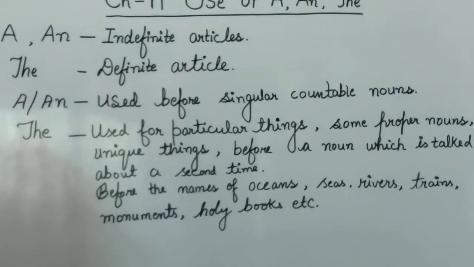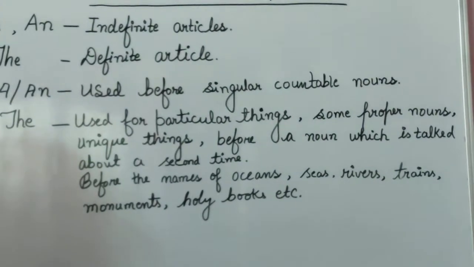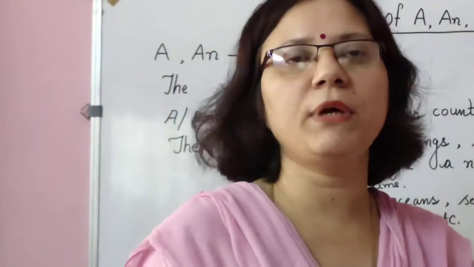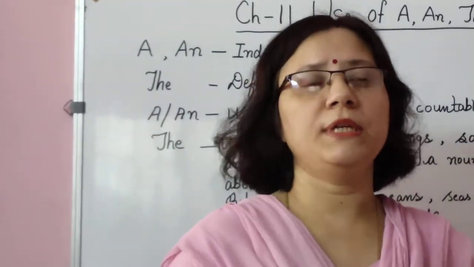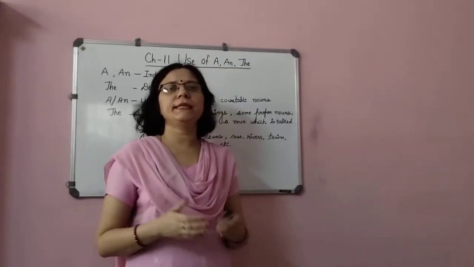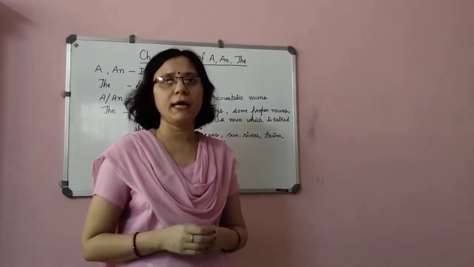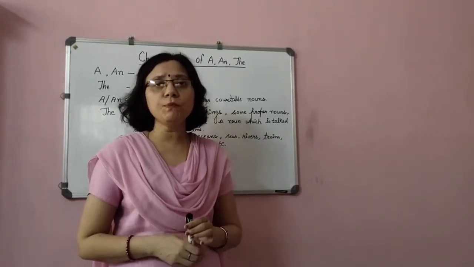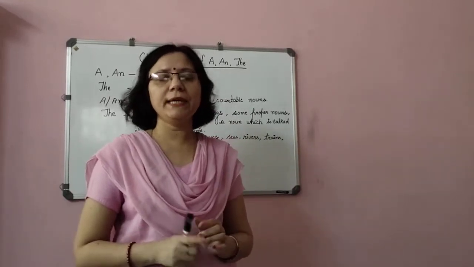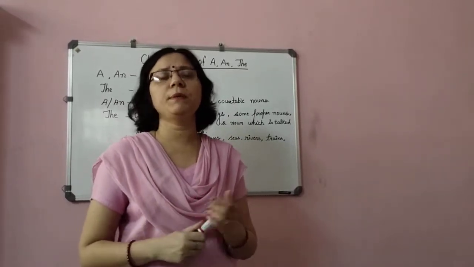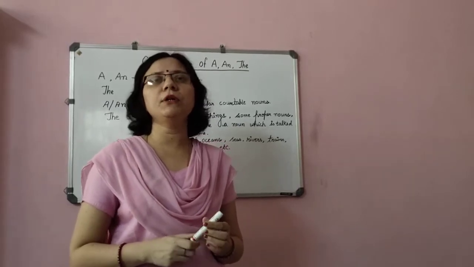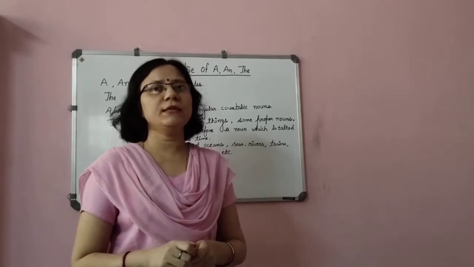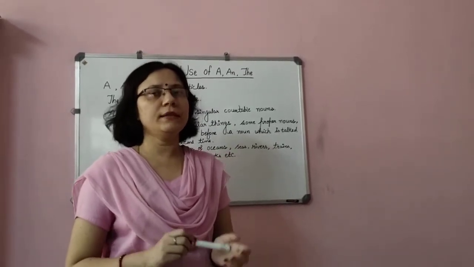But the is used for particular things and the things which are unique. Suppose sun. The sun. Sun is unique. There is only one sun. Moon. The moon. The name of the mountain, the Himalaya. Himalaya is only one. The Ganga. Ganga river is only one. Name of the newspaper, the Hindustan Times. Name of the holy book, the Gita, the Mahabharata. These are unique things you can say, and these are special things. So here the is used.